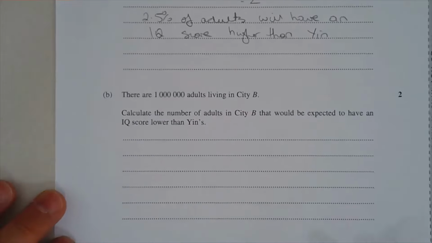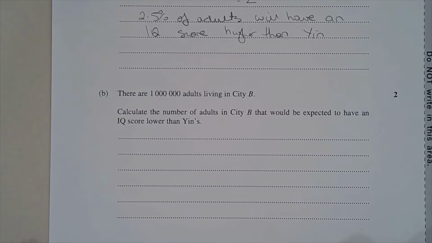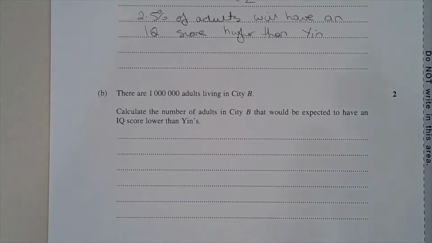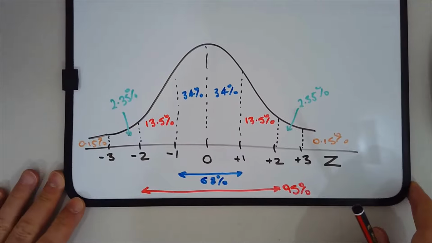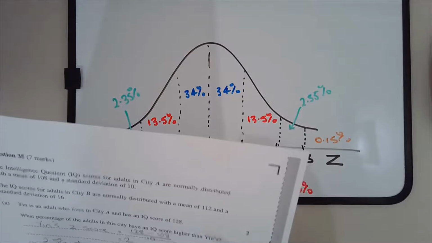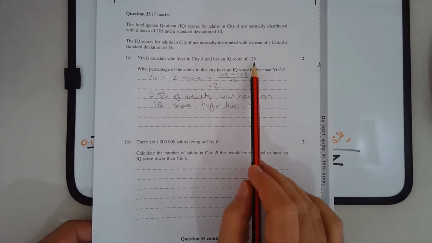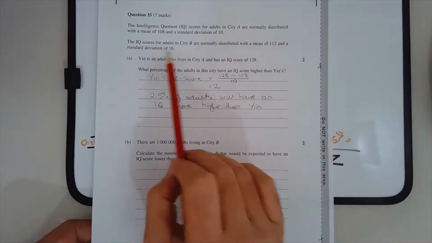Next part, part B. There are 1 million adults living in city B. Calculate the number of adults in city B that would be expected to have an IQ score lower than Yin's. So now again, if we go back to our distribution, Yin's IQ score is 128. So I'll go back to the question there. His IQ score is 128. Now we're dealing with city B, so mean of 112, standard deviation of 16.